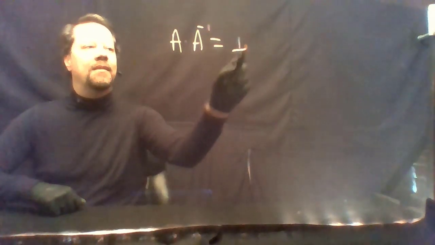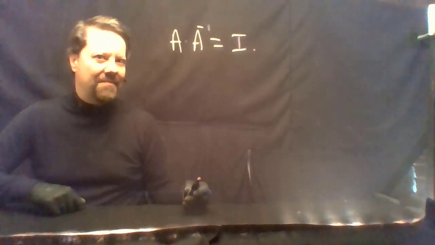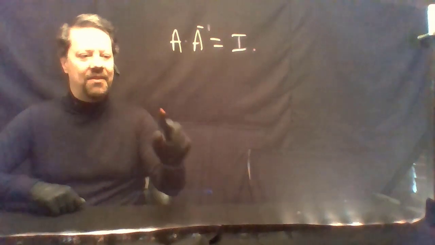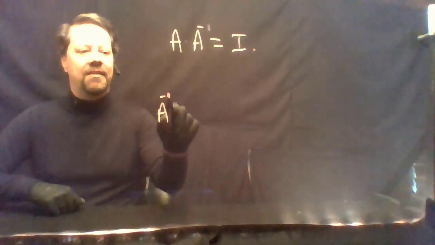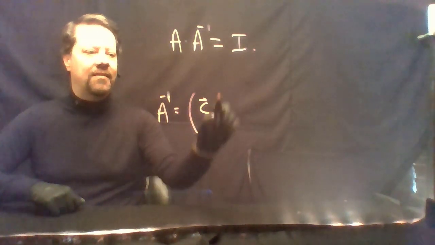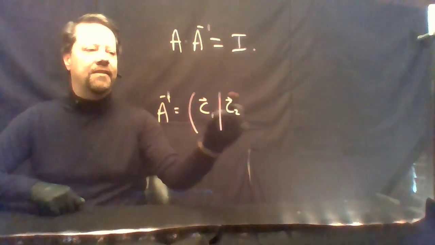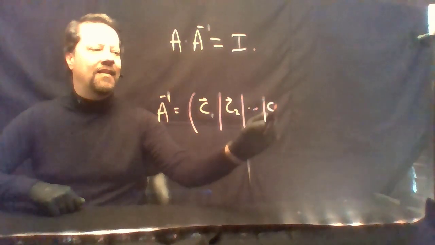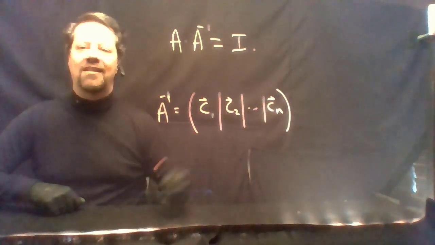We have a slick formula for finding the inverse of any 2 by 2 matrix. But what if the matrix is 3 by 3 or 4 by 4? We have to solve A times A inverse equals the identity matrix. Let's think about it like this. Let's suppose A inverse is expressible as maybe a column vector and then another column vector, and it will have n different columns.